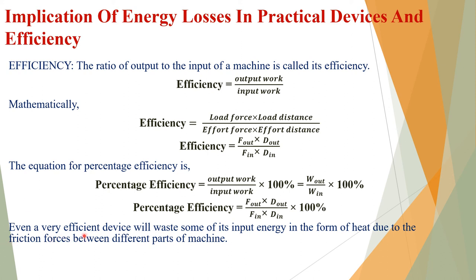Even a very efficient device will waste some of its input energy in the form of heat due to the friction forces between different parts of the machine. So in very efficient practical devices, there will be some loss of energy because of friction and due to heat. Some of the input energy will be converted into heat. So there will be loss of some energy.